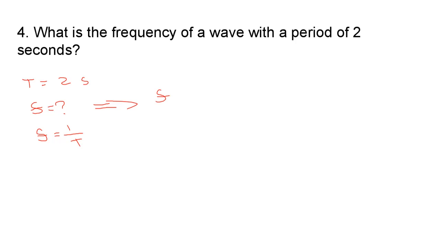F equals 1 over T, where T is 2, which equals 0.5 Hertz, because the unit of frequency is Hertz. Just like that.